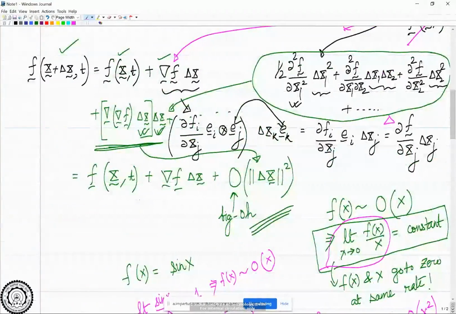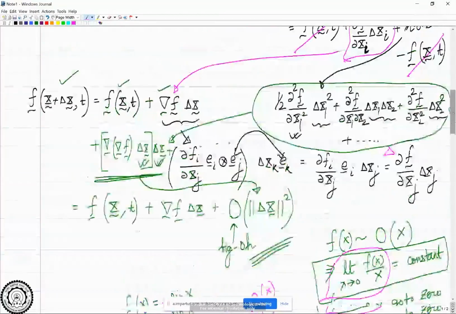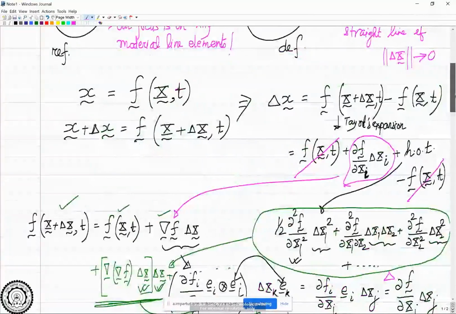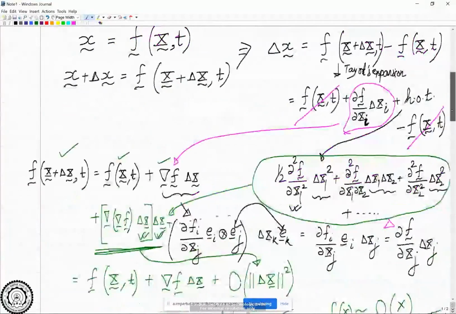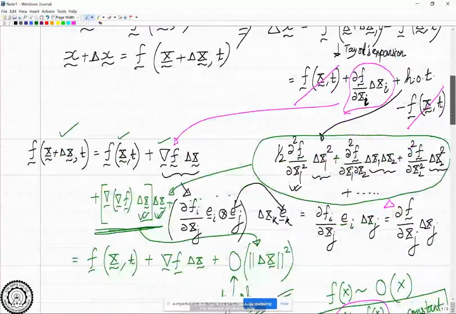In the main expression of f of capital X plus delta capital X comma t, we are writing this order of delta X mod square. So there are cubic terms and all in that expansion, right? How did we take this leading order as the square term only?